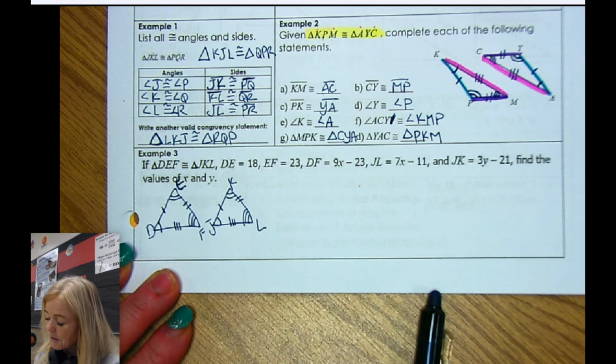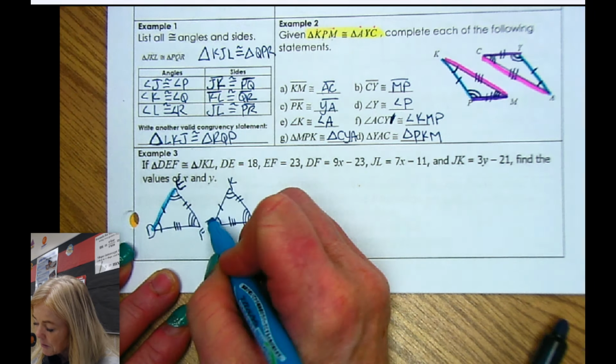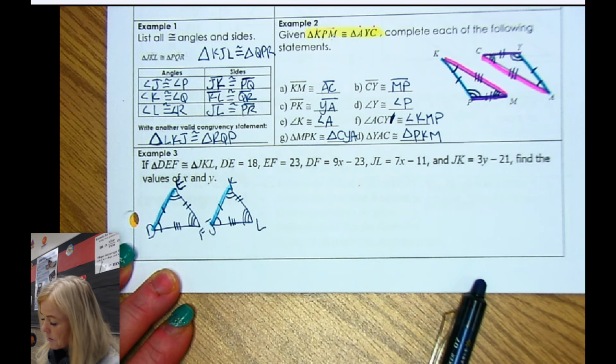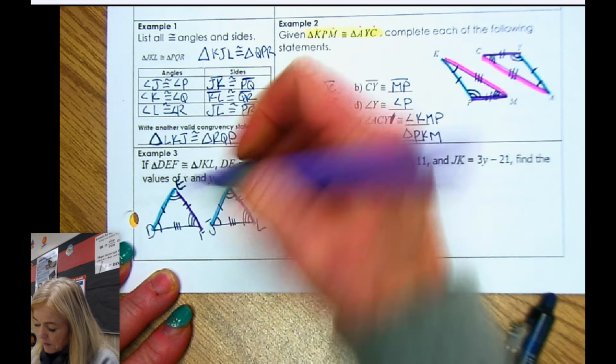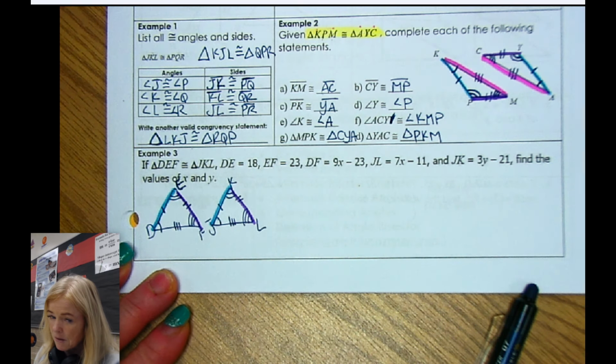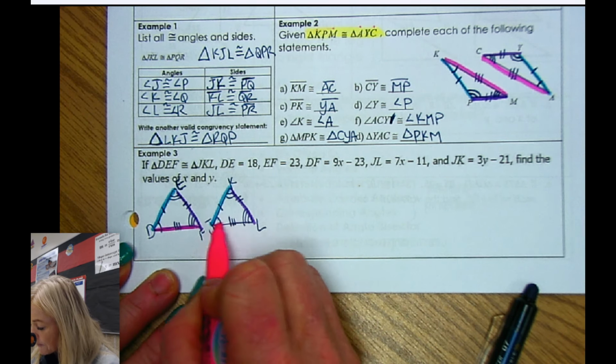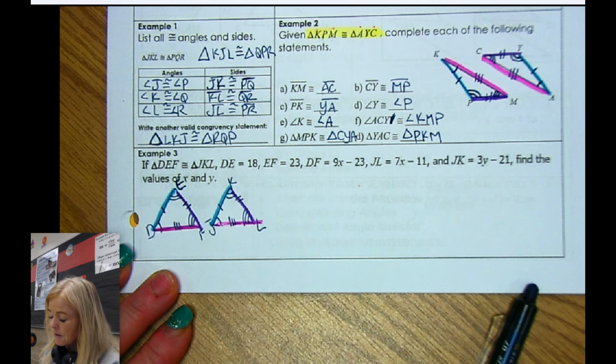And if you'd like, I kind of like them color coordinated. I'm just going to quickly color coordinate the sides that are congruent because a lot of times it's easier to look at that when I'm setting up my algebra. Find sides or angle measures.